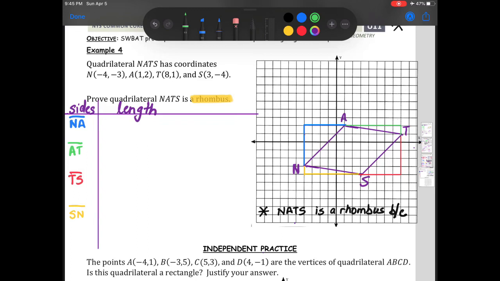So what is the length of NA? It is again a diagonal line, so you're going to build a right triangle around it and find those lengths. What are these numbers? This is 5 and this is 5. So let's work it out. 5 squared plus 5 squared is equal to c squared, which is what? 50 equals c squared. So c is what? Square root of 50.